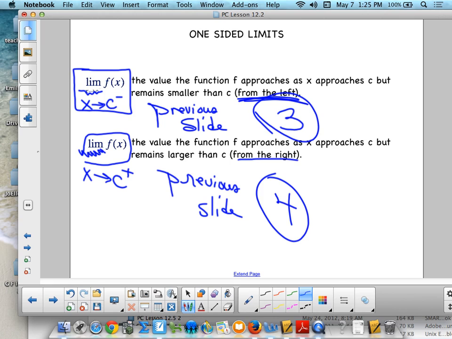Hey, just a quick question. Do you think there's a limit on the previous slide? Or do you think it does not exist? Does not exist, because I've already told you, you've got to go towards one number, not two numbers.